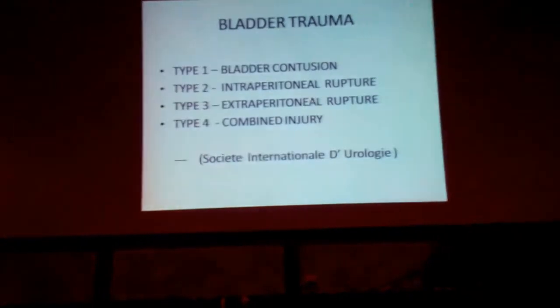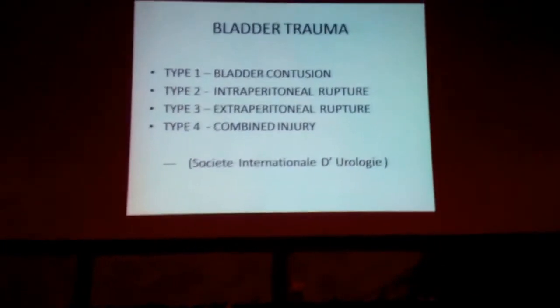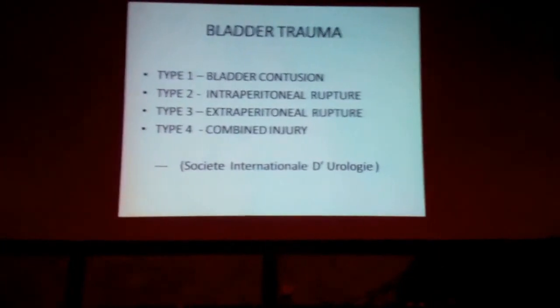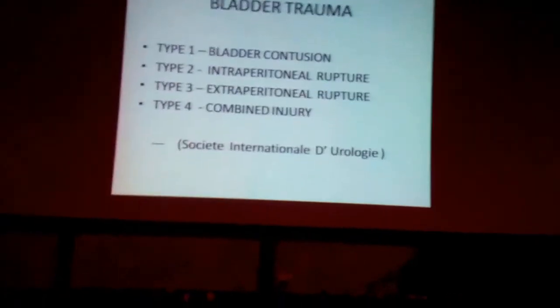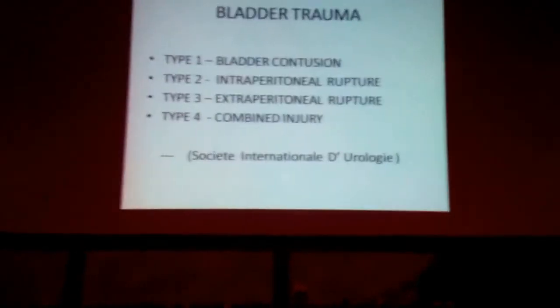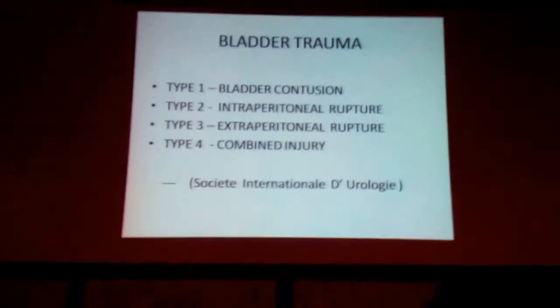The last one is the bladder injuries. Again, the AAST classification is there, but it has been modified by urologists. The Society for International Urology has modified it. They made a simple, more practically useful classification. Type 1 is only bladder contusion, then intraperitoneal rupture, extraperitoneal rupture, and combined.